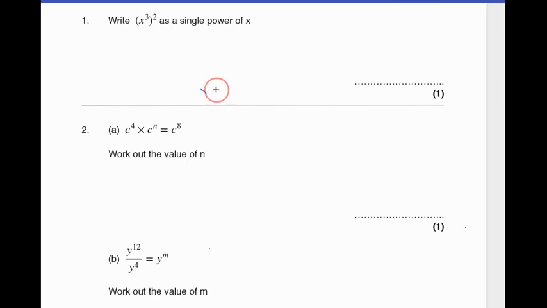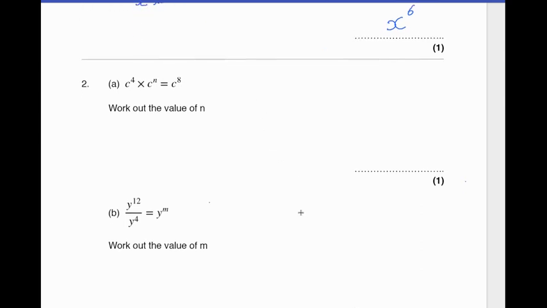With question one, we have this question here, x cubed to the power of 2. And when you have this kind of situation, we are multiplying the indices. So that simply becomes x to the power of 6. In case you're wondering why we do this, x to the power of 3 squared means x to the power of 3 times itself. And of course, here we just add the powers.